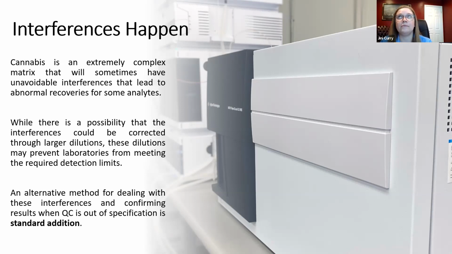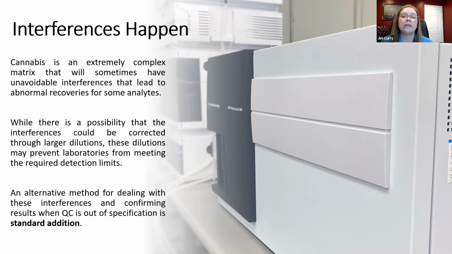But the problem with doing that is it's going to then raise your detection limits. And in cannabis, you're looking at such low detection limits, and you need to see things so low that the larger and larger dilution you do, you now make it impossible to see your analytes of interest. And if you can't see your analytes of interest, you're never going to see them. You're never going to have hits because you've diluted all of those hits out.